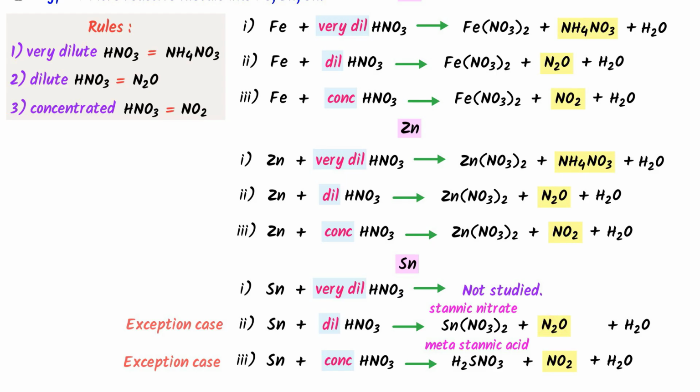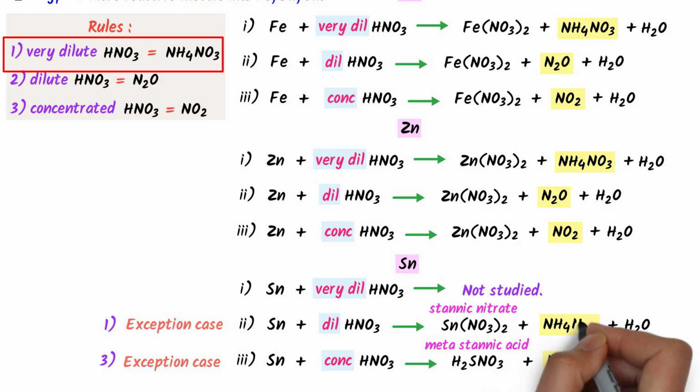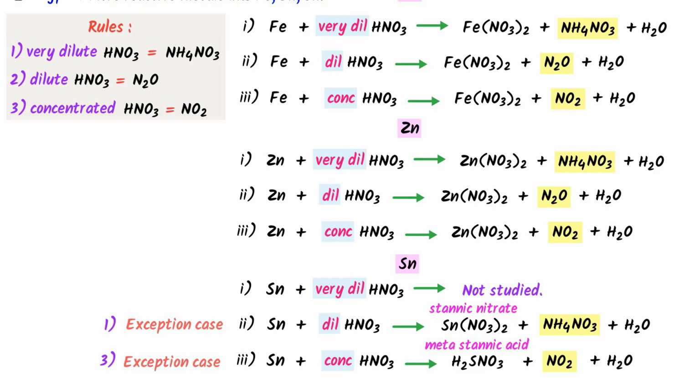I say, this is the first reaction and this is the last reaction. In case of the first reaction, the first rule has ammonium nitrate. So I write here ammonium nitrate. In case of the last reaction, the last rule has nitrogen dioxide. So I write here nitrogen dioxide. So everything is just boom. Thus these are the two important exception cases of tin reactions with nitric acid.